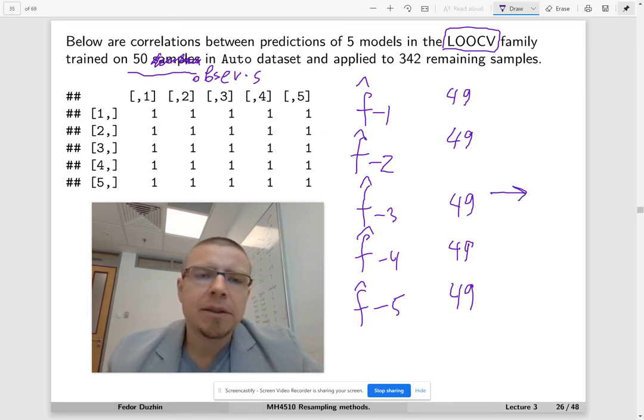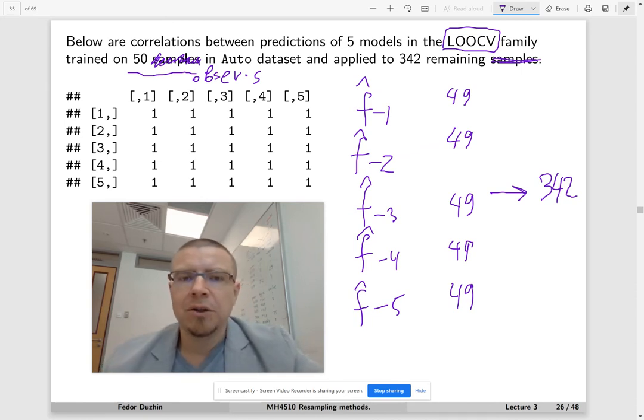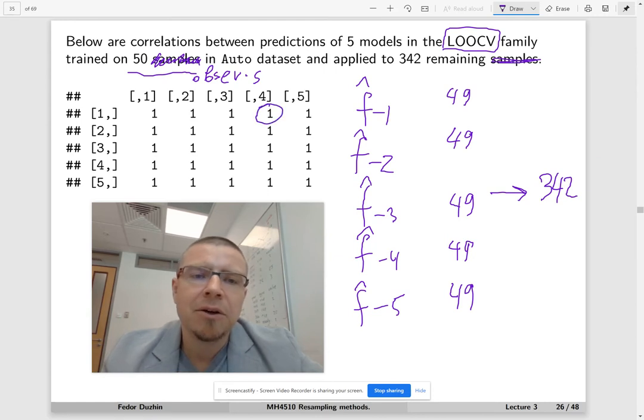And then I applied each of these models to construct predictions for the 342 remaining observations. My whole sample is 392 observations. So I applied each of these 5 models to the 342 observations that it hasn't seen in training. And then I took correlations of predictions of these 5 models, pairwise correlations. Like this is the correlation between predictions of model 1 and model 4.